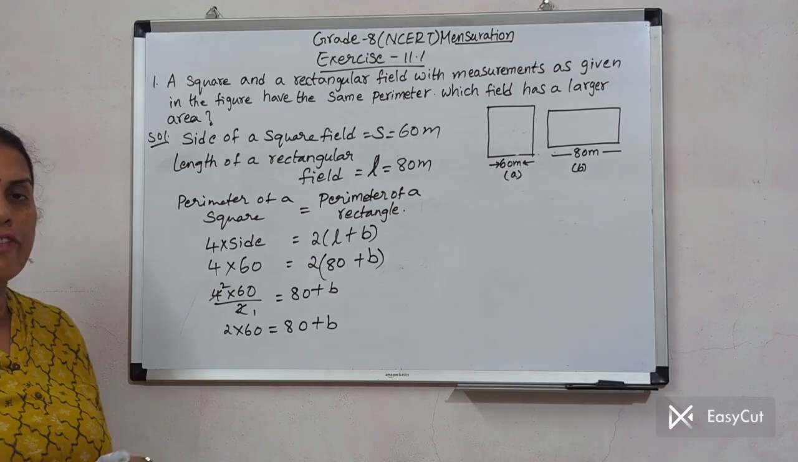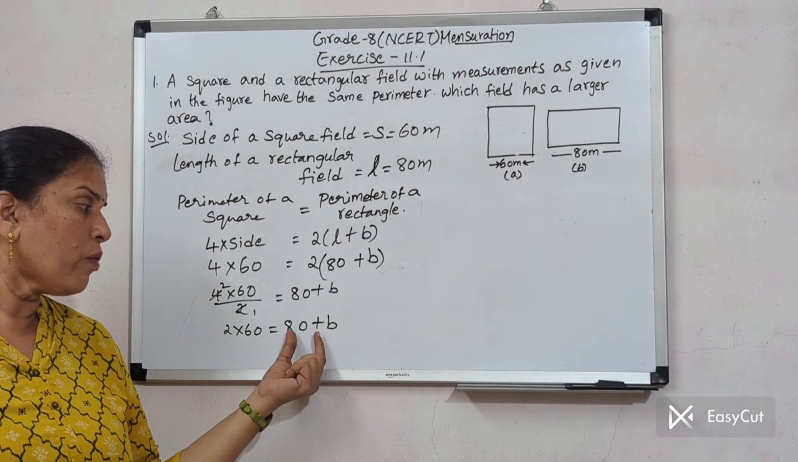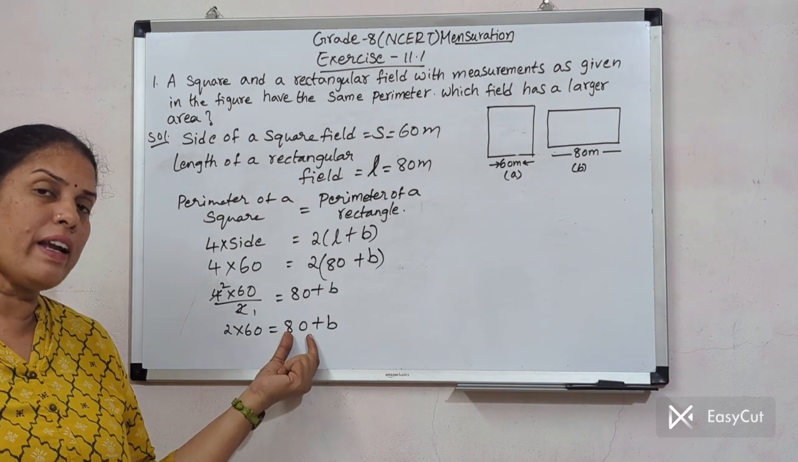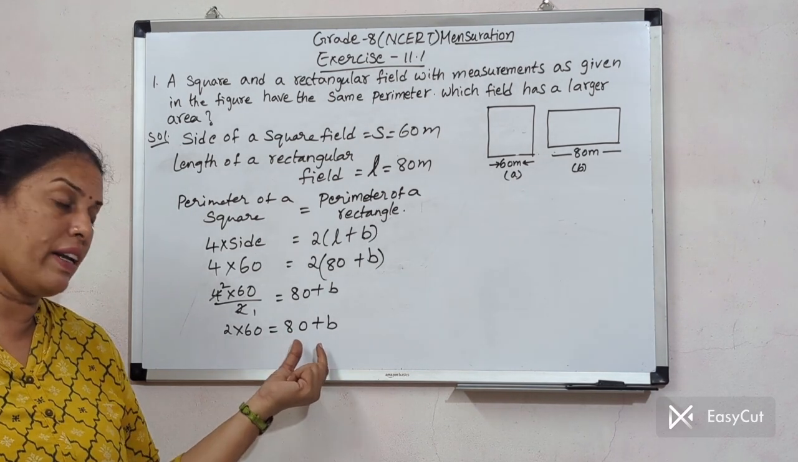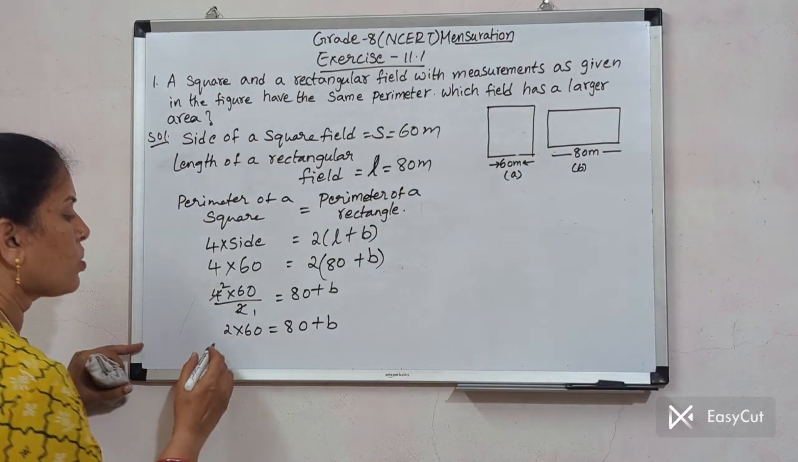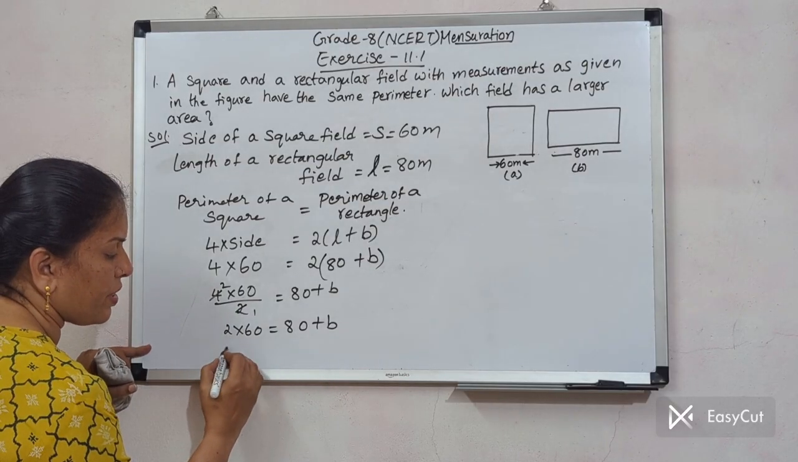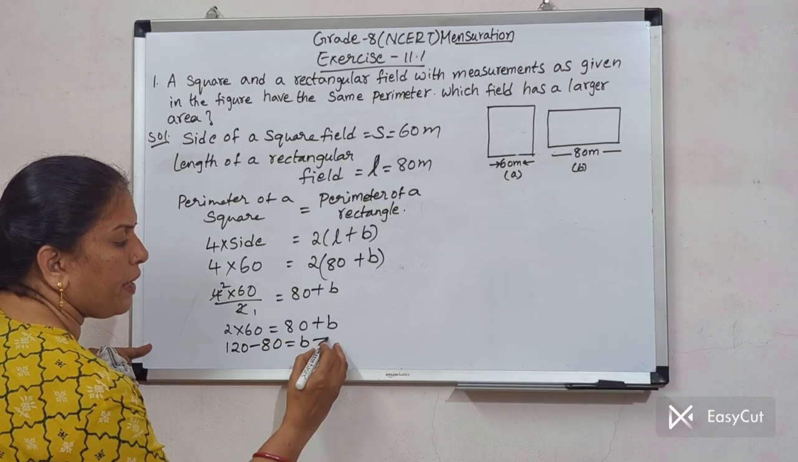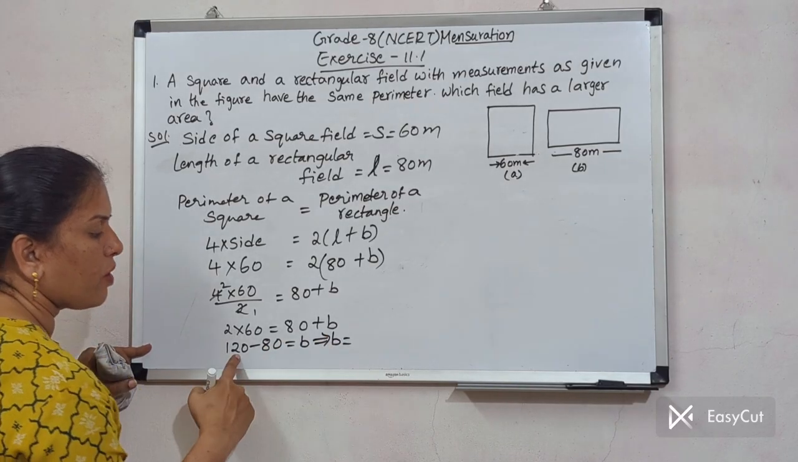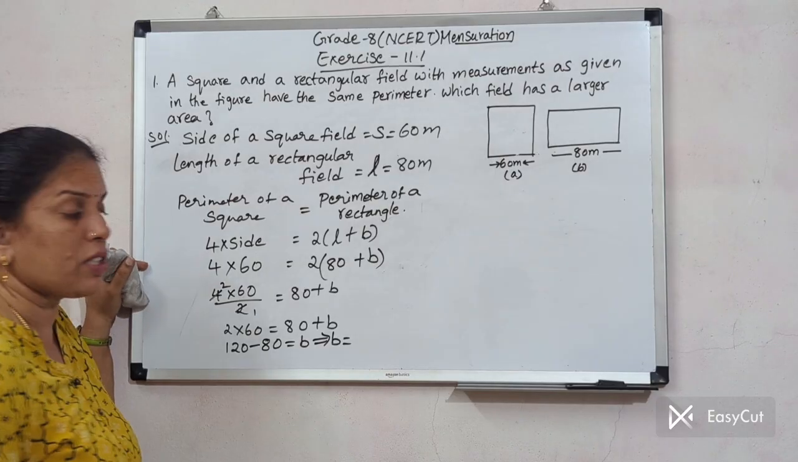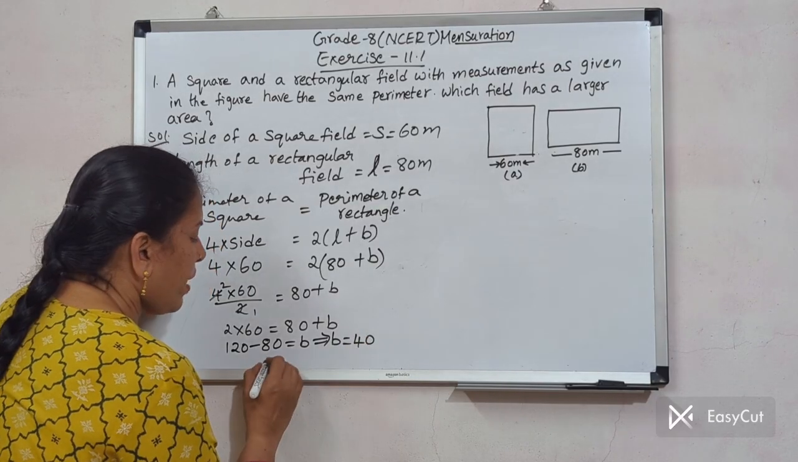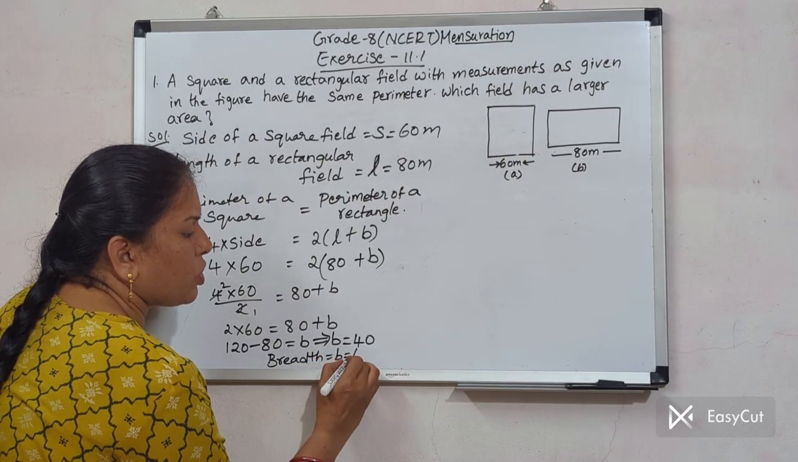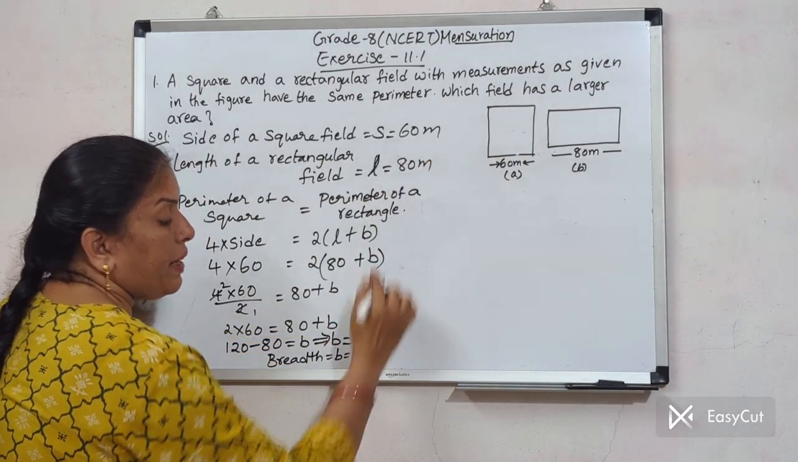Now I am finding out the B value. Near B, what is there? 80 is there, with a plus in between. If I send 80 to the left side, what will happen? It becomes minus 80. So 2 into 60 is 120. 120 minus 80 is equal to B. Implies B is equal to 120 minus 80, which is 40. Therefore, breadth B is equal to 40 meters.